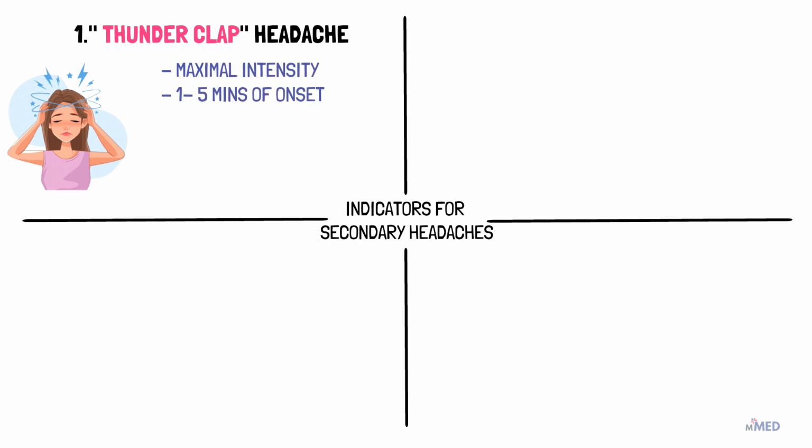This is the most likely headache phenotype to have a secondary precipitant. This presentation is an indicator of a potential acute vascular pathology, one of the most serious of which is a subarachnoid hemorrhage. We will talk about SAH in another video, so stay tuned. Other potential differential diagnoses include meningitis and hypotensive pathology.